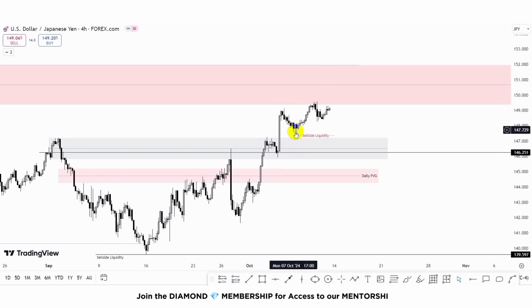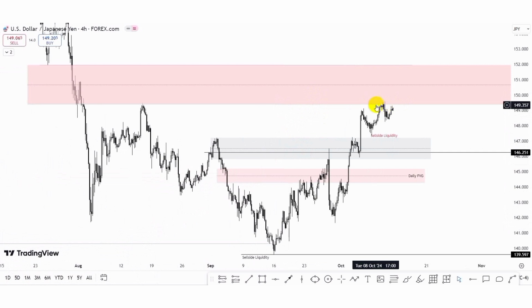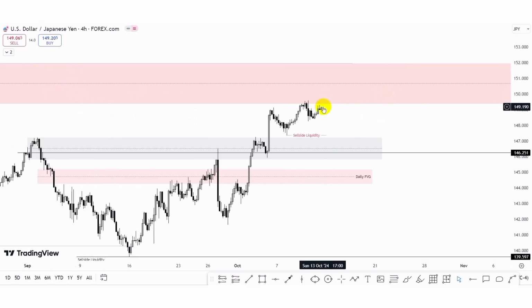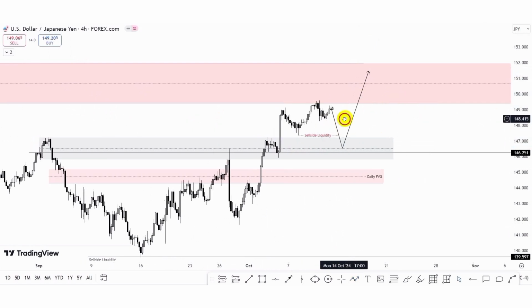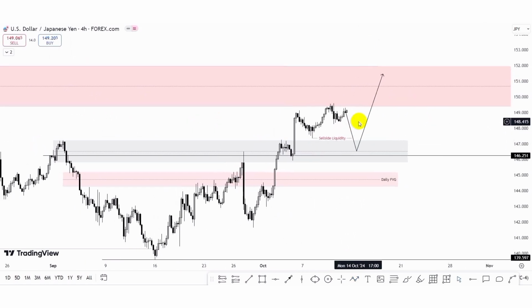And then we can see price return and then price went bullish. Now we can see price mitigated the low of the weekly fair value gap, took out this buy side liquidity, reacting at this order block. So now we could possibly see that price would dip lower to take out this sell side liquidity. So what I'm expecting to see is the possibility of price dipping lower to take out this sell side liquidity, and then we have the continuation to the upside. So this is actually what I'm looking forward to see in the USDJPY pair.